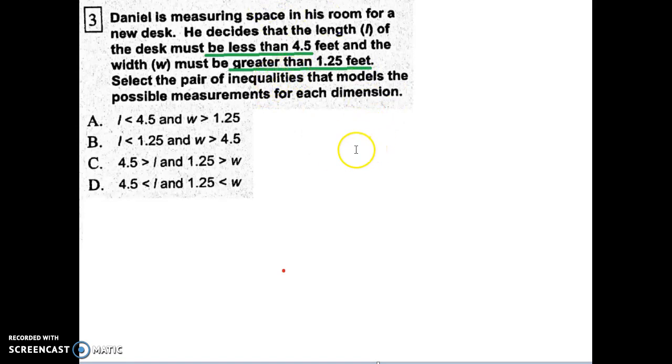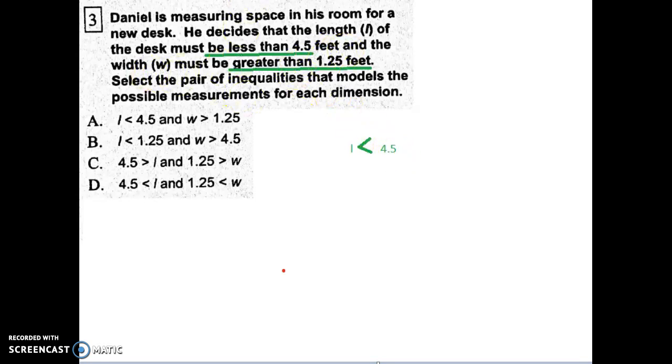So let's just write out what we know. It says L, because length of the desk must be, so I'm going to say L. And it says less than 4.5 feet. So if L is less than, that means it's going to be eating this side, right? Less than should be pointing to here. So L is less than 4.5.